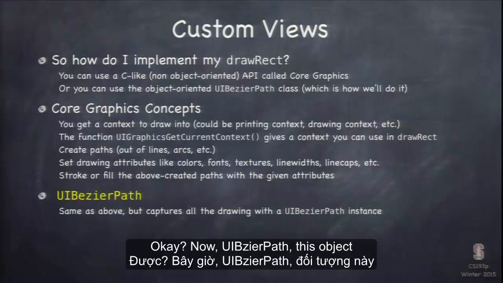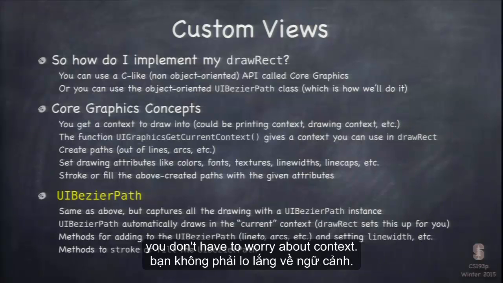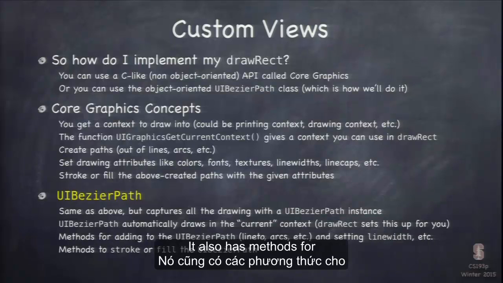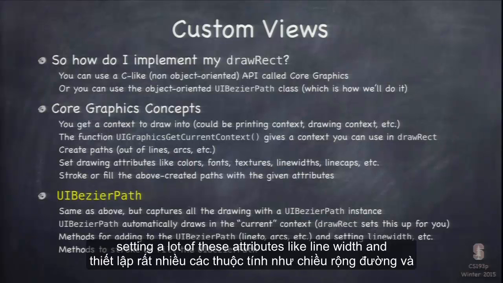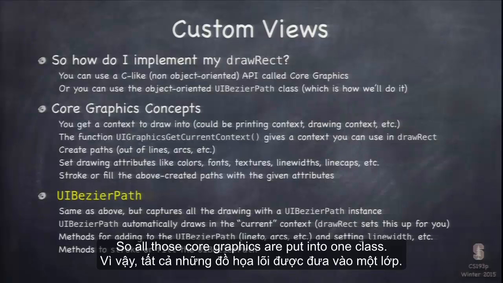Now UIBezierPath, this object-oriented thing on top, it always draws in the current context. You don't have to worry about context. It has methods to do things like addLine(to:), addArc to build the path. It also has methods for setting a lot of these attributes like line width and things like that. And it has methods to stroke and fill. So it combines all those Core Graphics things into one class.